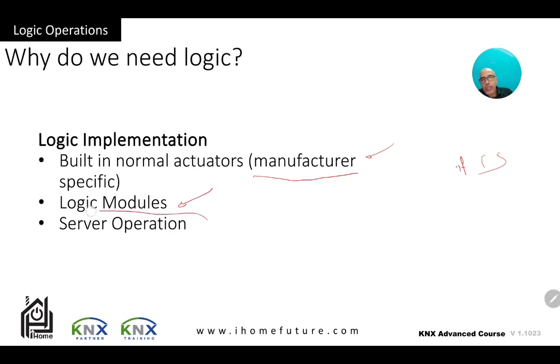Or, which is what we normally use, the server operation. In let's say 99% of our projects we use server operation, and this is what we are going to do in the practical part: a scenario or a logic condition based on server operation. The first two, the normal actuator or the logic module, are not being used anymore in modern KNX installations. We used to do this in the old days, but currently we don't, because I have to nest a lot of group addresses together, and nobody does this anymore.